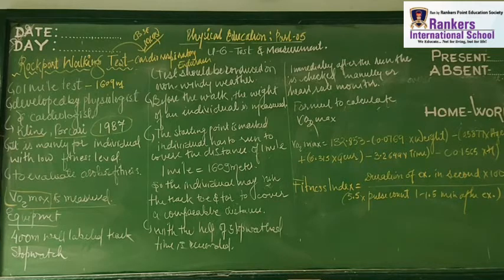Now, the equipment required for this test. The first need is a well leveled 400 meter track. Then we need a stopwatch, a weighing scale, and a heart rate monitor may also be used if necessary. These things are really important.